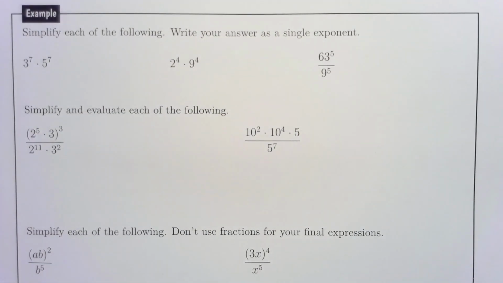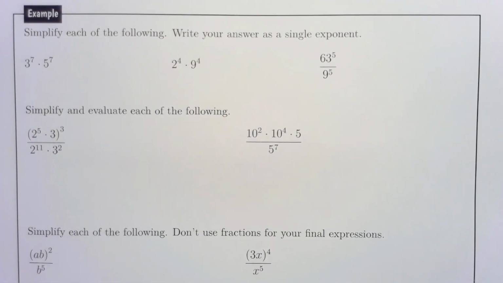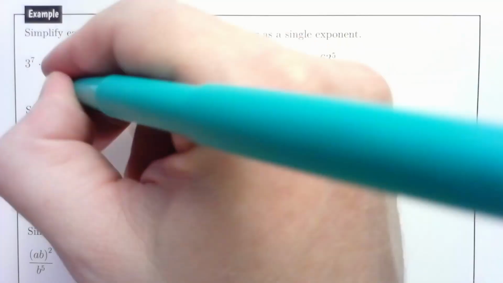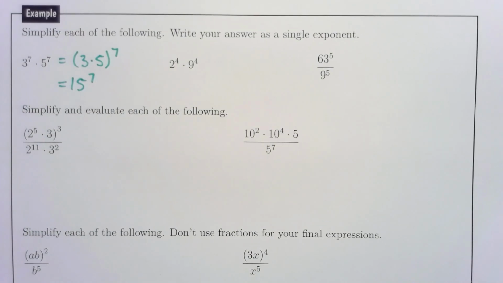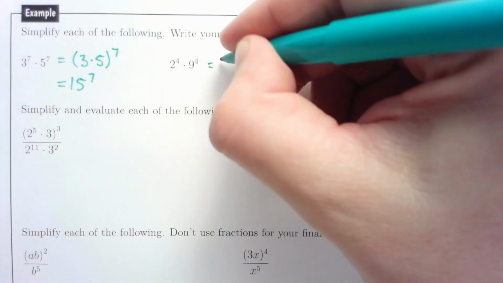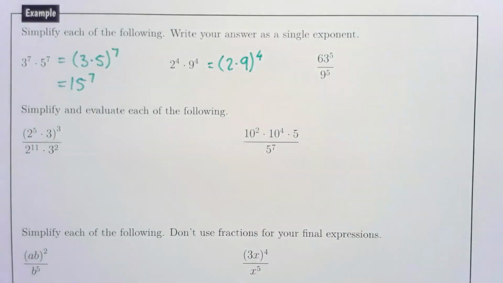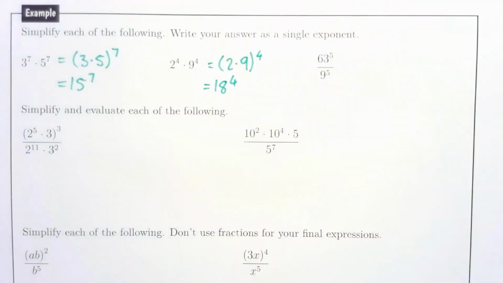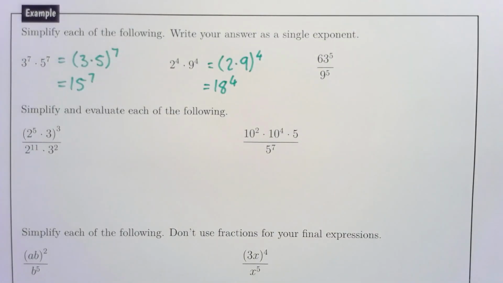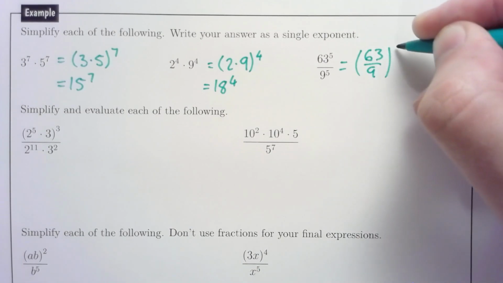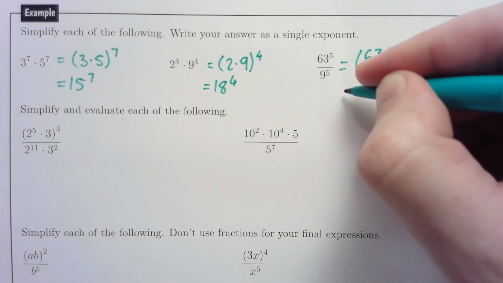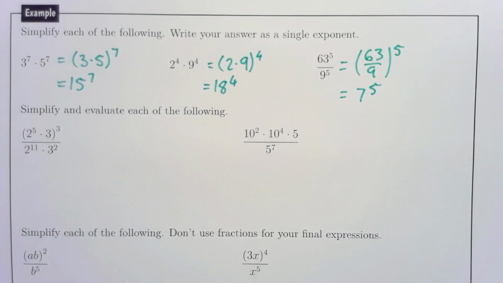So 3 to the power of 7 times 5 to the power of 7, we have the same exponent, so we can multiply those bases to get 15 to the power of 7. 2 to the power of 4 times 9 to the power of 4, same exponent, means we can multiply the bases to get 18 to the power of 4. 63 to the power of 5 divided by 9 to the power of 5, the same exponent, means we can divide our bases, which gives us 7 to the power of 5.